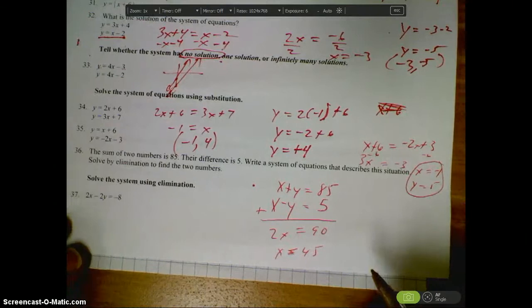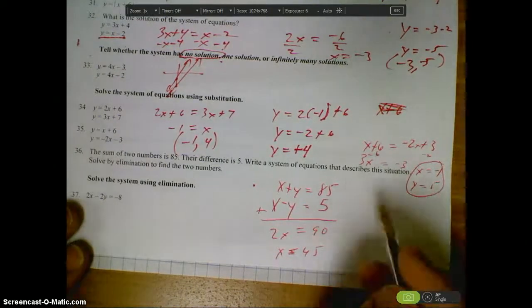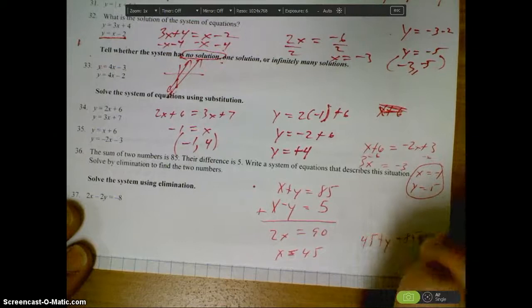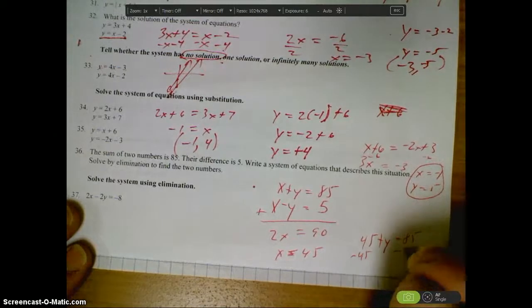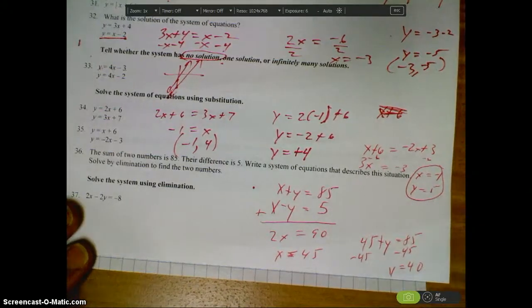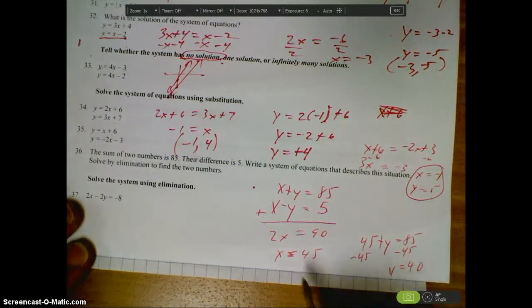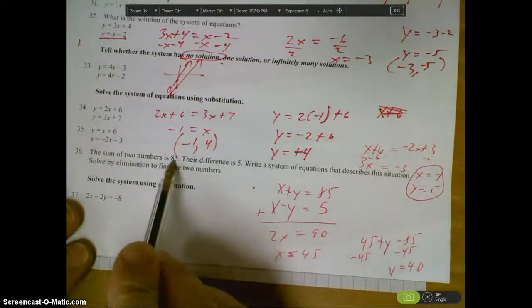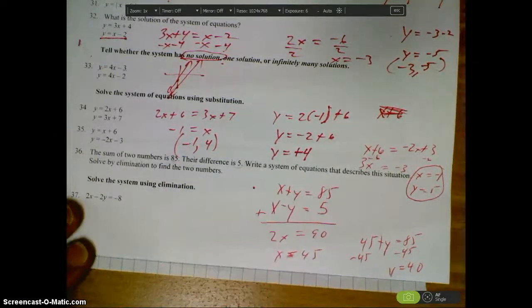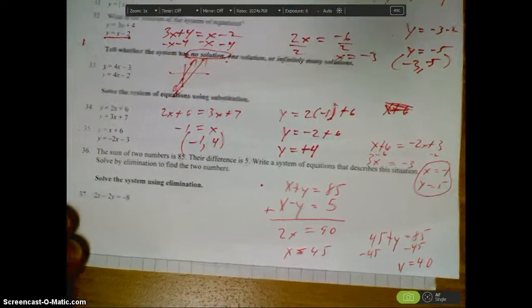Plug it back into, it doesn't matter which one. We can do the top one. 45 plus y equals 85. Subtract 45, and I get y equals 40. So those are my two numbers, 40 and 45. And if I add them up, 40 plus 45, or 45 plus 40, is 85, and 45 minus 40 is 5. So it satisfies both.